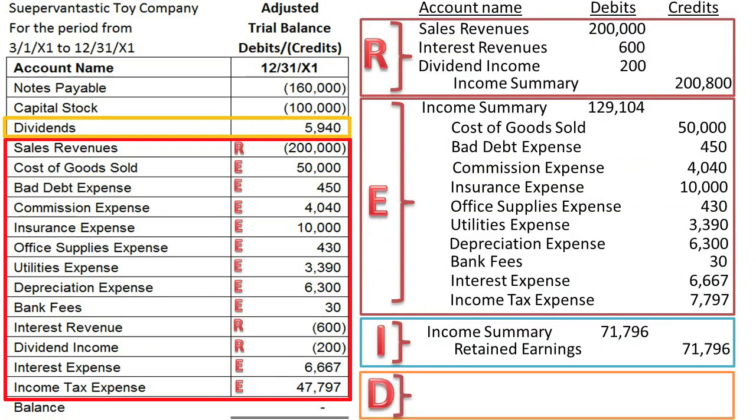Finally, we're going to close the dividends. It's currently a debit, so we have to credit dividends $5,940, and we're going to reduce retained earnings by debiting it $5,940.